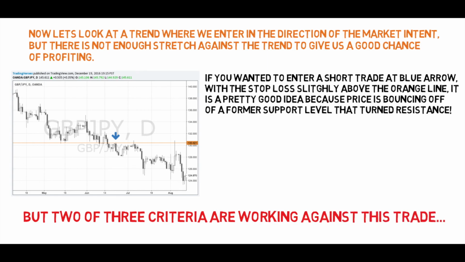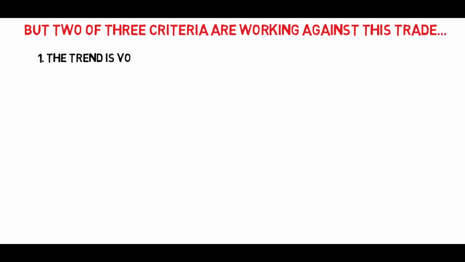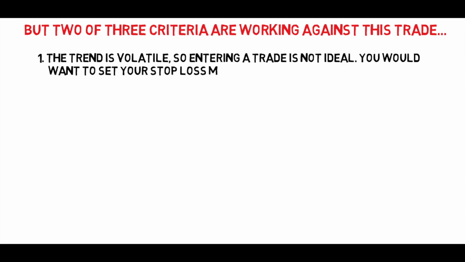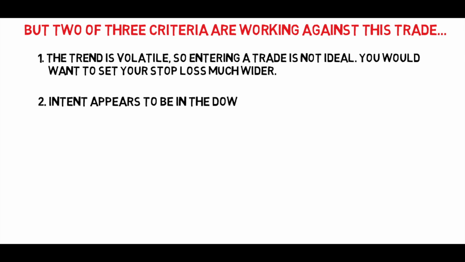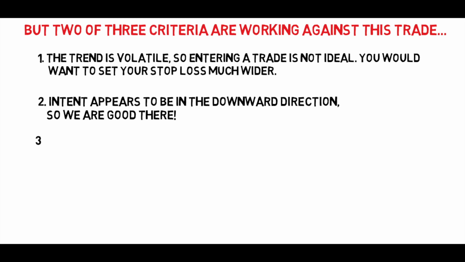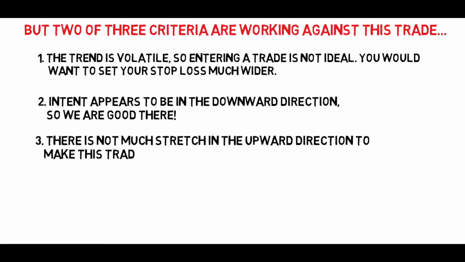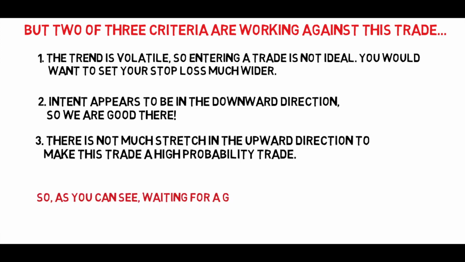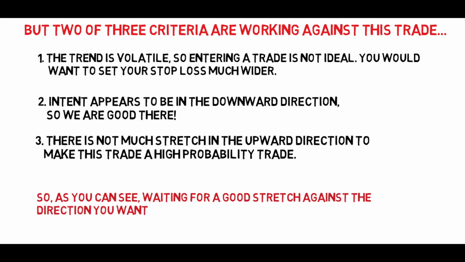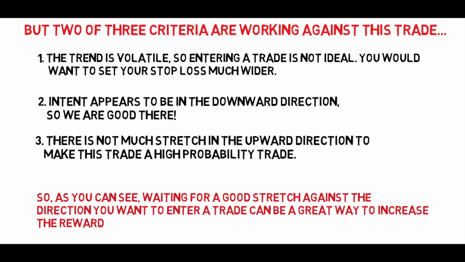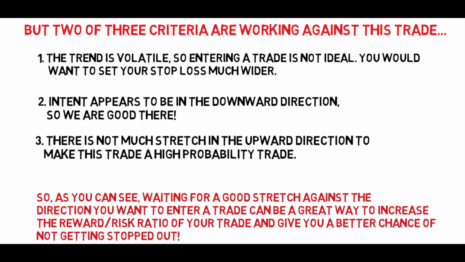So what I mean is, the trend is volatile, so entering a trade isn't ideal. You would want to set your stop losses much wider. The intent appears to be in the downward direction, so we're good here. And then there isn't much stretch in the upward direction to make this a high probability trade. So, as you can see, waiting for a good stretch against the direction you want to enter a trade can be a great way to increase the reward to risk ratio of your trade and give you a better chance of not getting stopped out.